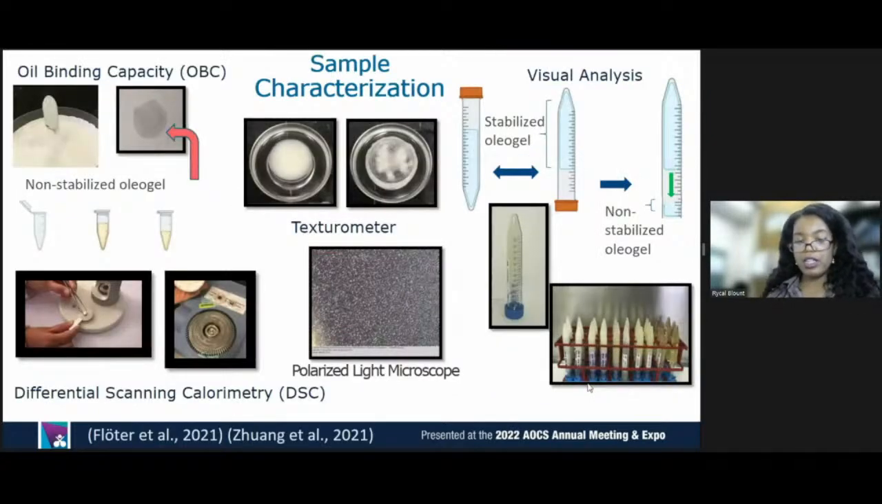For the methodology, there were 6 primary methods of analysis and characterization that included the oil binding capacity test, OBC, visual tests, texturometer analysis, differential scanning calorimetry, also known as DSC, rheology, and polarized light microscope imaging. These analyses were conducted to understand the physical properties of the oil gel and the oil gel emulsion samples.